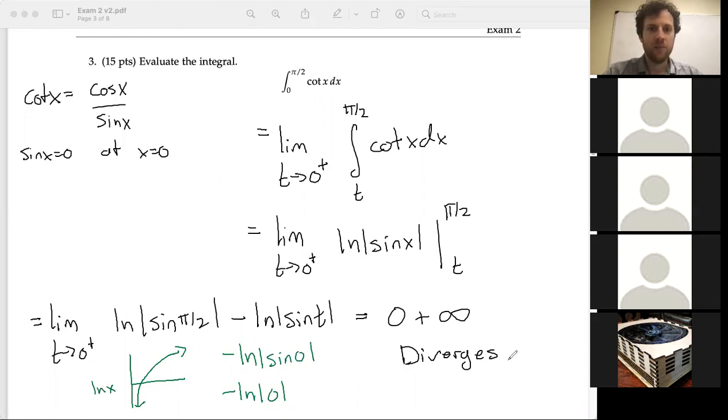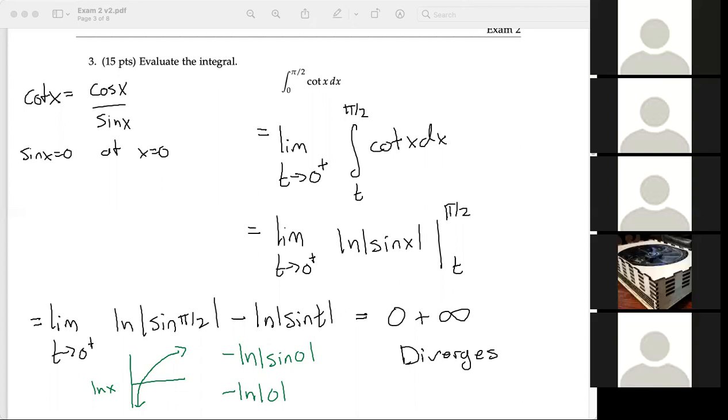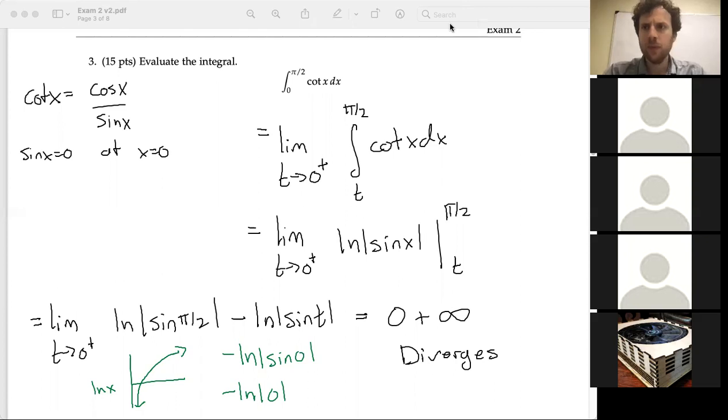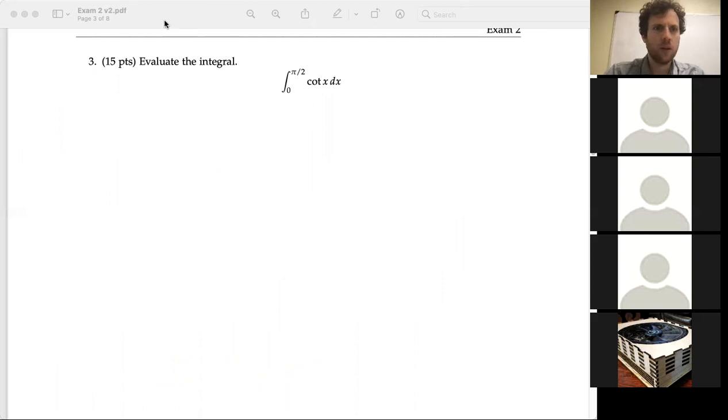Okay. Questions about this problem or other aspects of improper integrals like this one? So then let's keep moving.